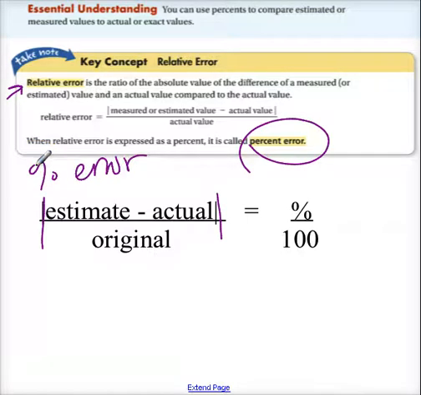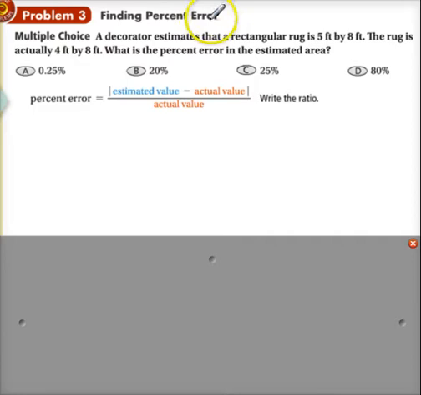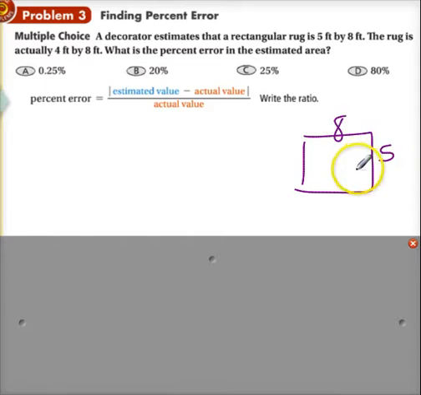Now let's use this formula. Finding percent error. A decorator estimates that a rectangular rug is 5 by 8 feet. The rug is actually 4 feet by 8 feet. What is the percent error in the estimated area?